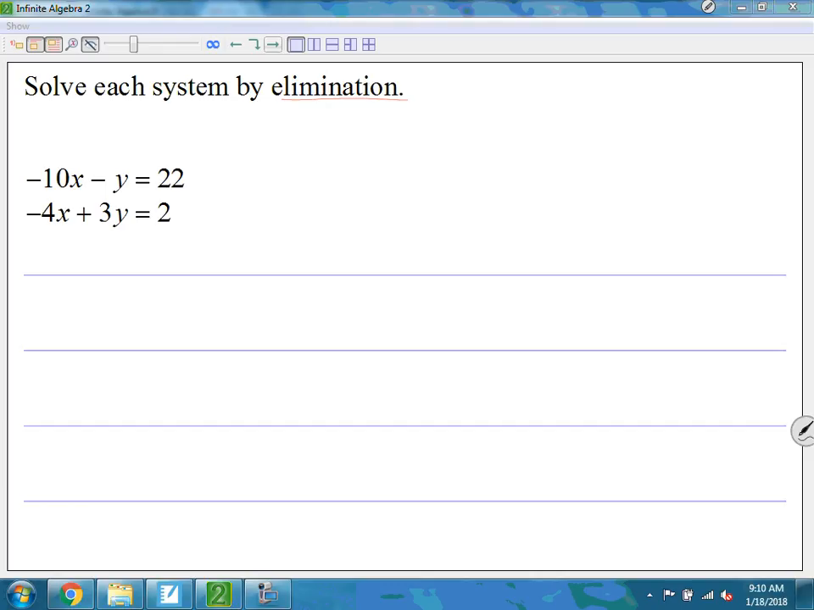So, Isaac, which variable would you like to eliminate? Y. Okay, so how would you do that? Times the top one by 3. Okay. And what do you get when you multiply the top one by 3? Negative 30x minus 3y plus 6 equals 6. And then I'm just going to recopy the bottom equation.